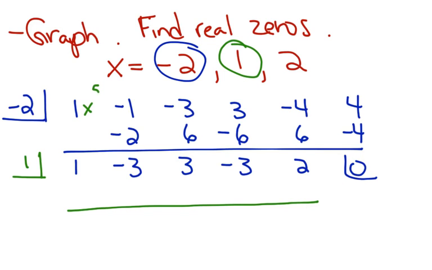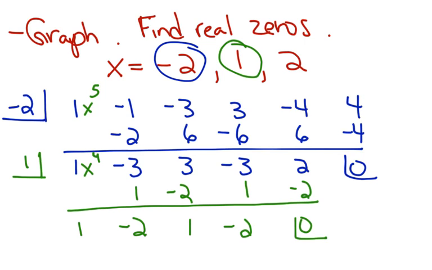This was x to the 5th, so this quotient was x to the 4th. Every time you divide out a term, the power of the quotient goes down by 1. All right, let's do synthetic division again. Bring down the 1. Multiply, add. Multiply, add. Multiply, add. Multiply, add. Hey, look, I got 0 again.